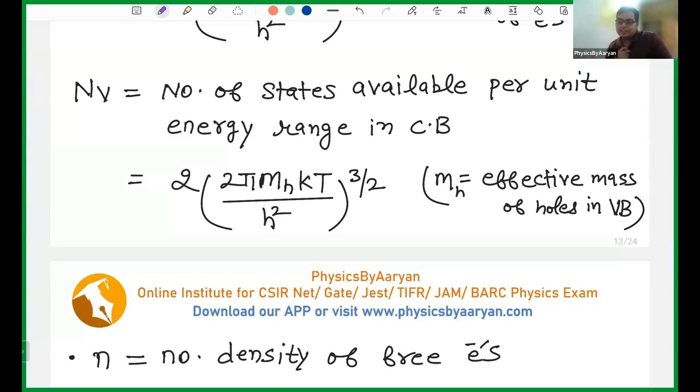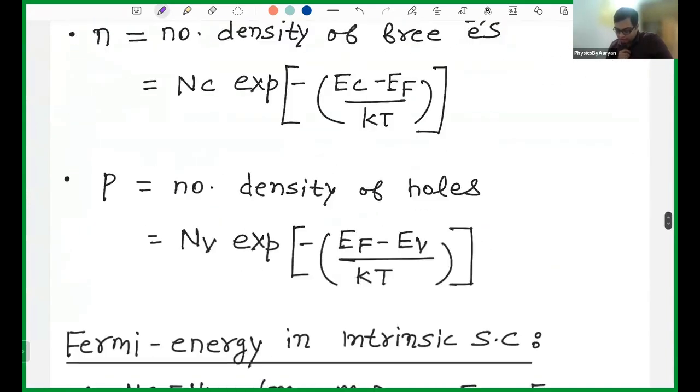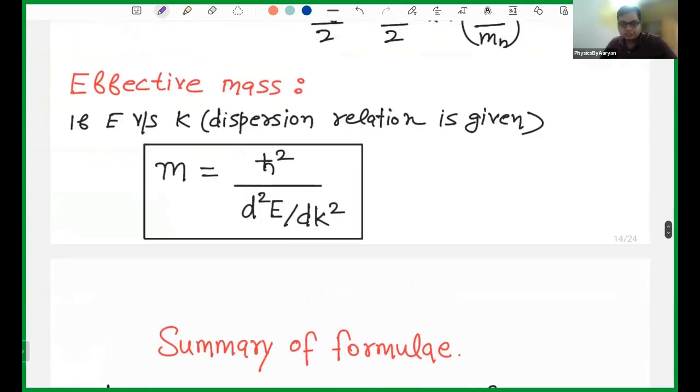And why are the effective masses coming? Because of the quantum nature. Okay. And how can we calculate this effective mass? The formula for effective mass is this.